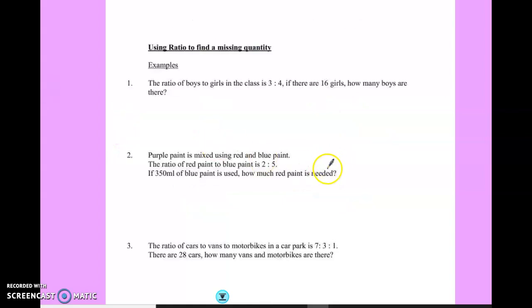Okay, using a ratio to find a missing quantity then. The ratio of boys to girls in a class is 3 to 4. If there are 16 girls, how many boys are there? There's lots of ways of doing it, but I like to do it by setting it out as a table. So if I'm talking about the ratio of boys to girls, it's 3 to 4.